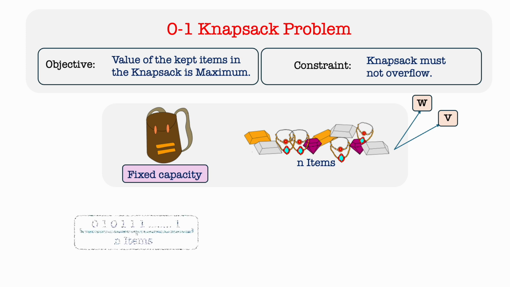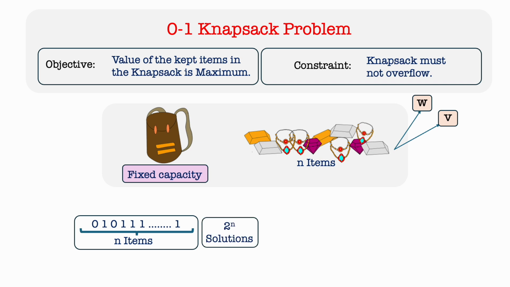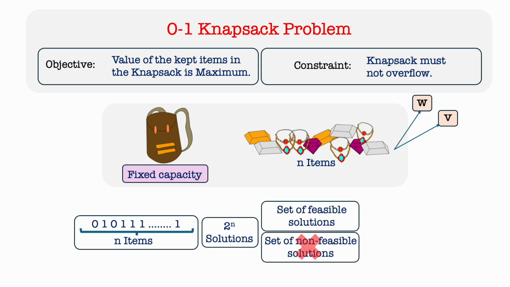In the case of n items, solutions can be represented by a binary string of ones and zeros. Each digit represents whether we are keeping the associated item in the backpack or leaving the item. Here, total possible solutions are 2 to the power n. Among 2 to the power n, a few solutions may be feasible and a few solutions may be non-feasible ones. In the set of feasible solutions, we have to find the best solution. In this video, we explored what is knapsack problem. In the next video, we will explore why this 0-1 knapsack problem is considered hard to solve.